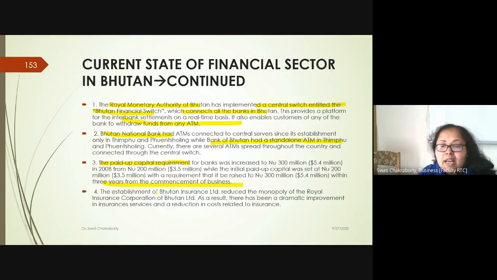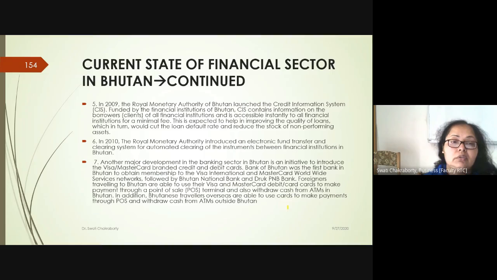When BIL was established, it reduced the monopoly, of course, of the RICPL, and as a result, there has been a dramatic improvement in the insurance services and a reduction of cost related to insurance. When you have competition, the cost will go down.